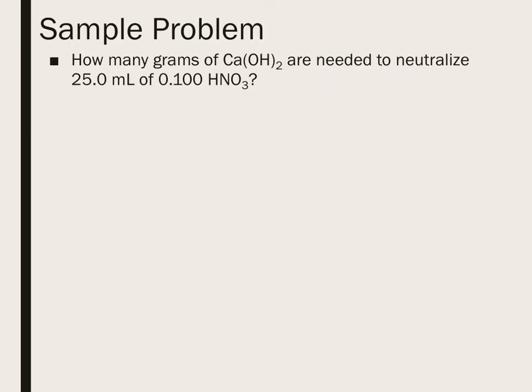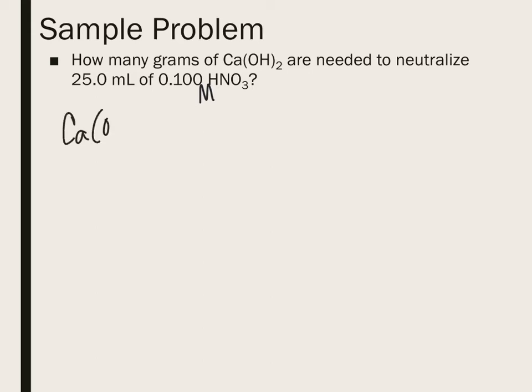Alright, so here's a sample problem. It says, how many grams of Ca(OH)2 are needed to neutralize 25 milliliters of 0.0100 molar HNO3? I missed an M, so I'm going to put that in. This should be molarity. Okay, so let's start by writing our chemical equation.